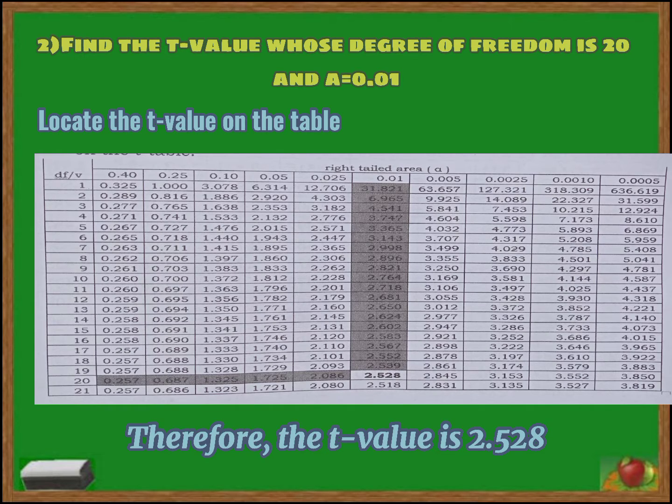And now, let us proceed to illustrative sample number 2. Find the t-value whose degree of freedom is 20 and has an area of 0.01. Since the degree of freedom and area are already given, let's locate the t-value on the table. Therefore, the t-value is 2.528.